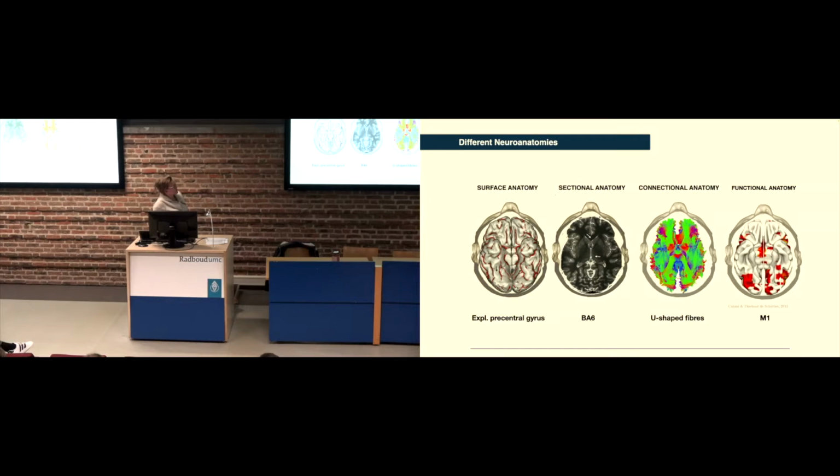Then we have connectional anatomy, which in that particular instance would refer to the U-shaped fibers. And then in functional anatomy, the same part of the brain would be M1 or the motor cortex. So different types of anatomy come with their own nomenclature, but often we mean the same parts of the brain, just in different terms. It's one thing to bear in mind.